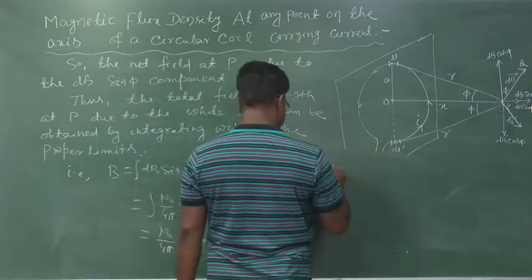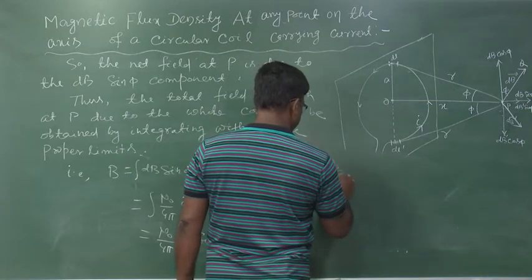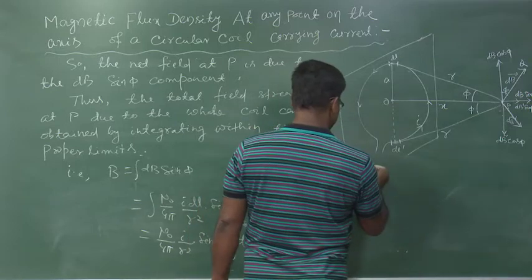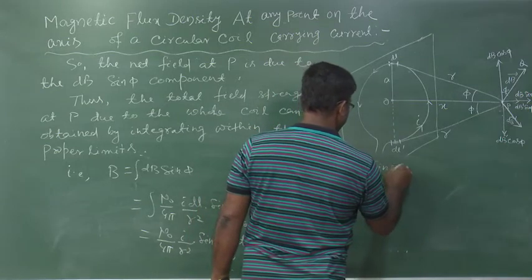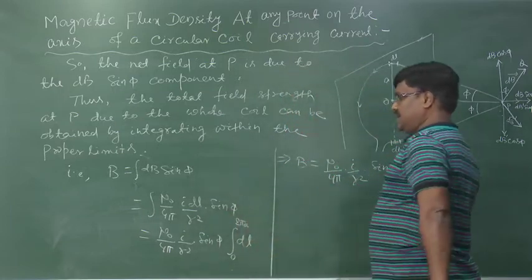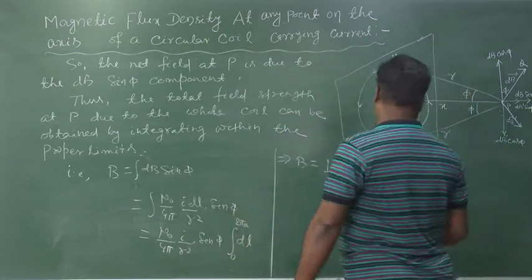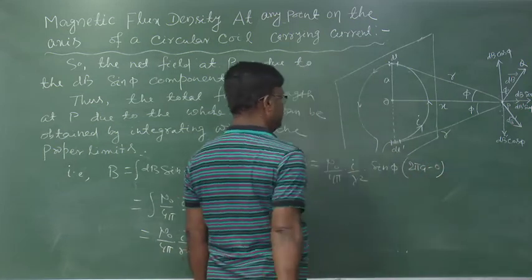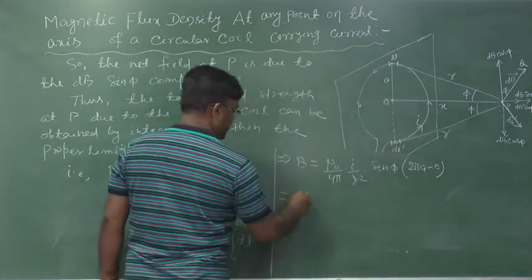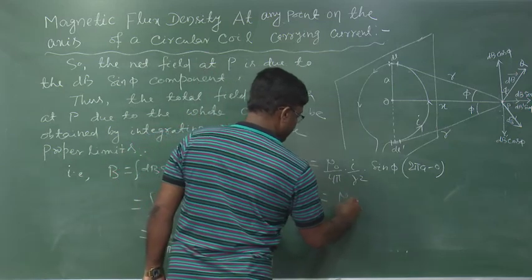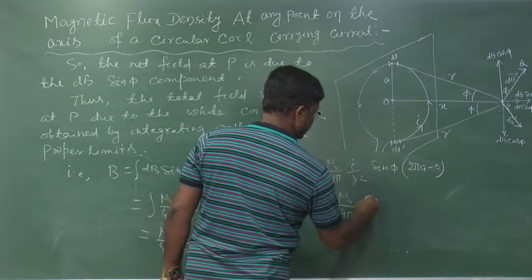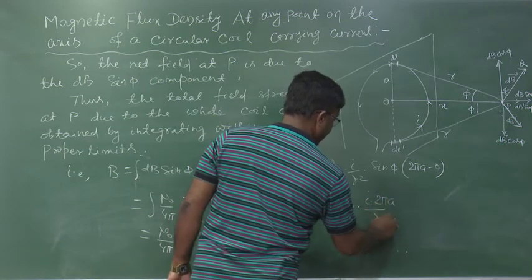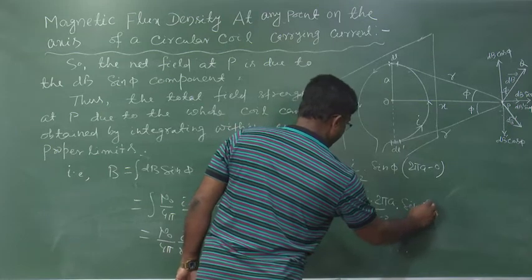Which implies B equal to mu 0 by 4 pi I by r square into sin phi, and the integration of dl from 0 to 2 pi a will be how much? 2 pi a minus 0, and this can be written as B is equal to mu 0 by 4 pi into I into 2 pi a by r square into sin phi.